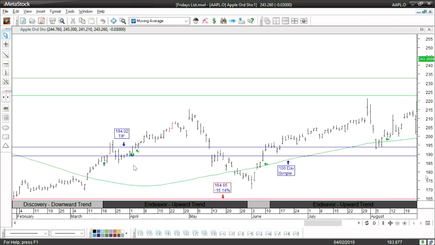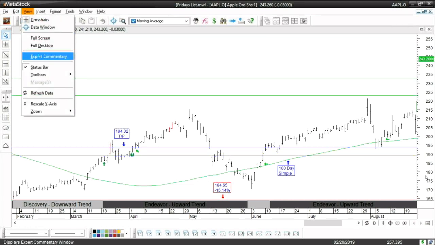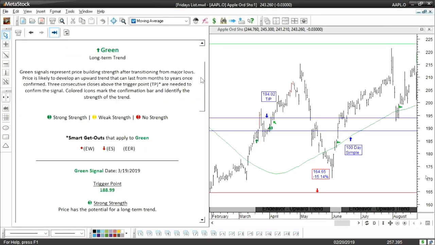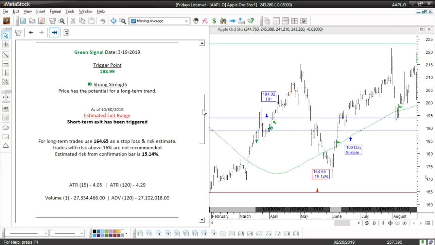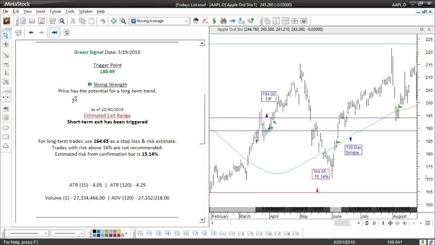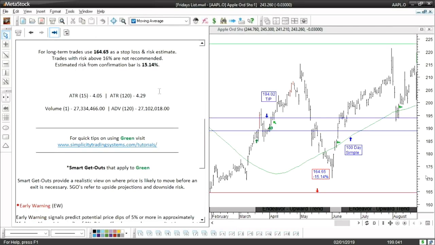Now, do we jump in the trade right now? Not yet. What we do is we go to our commentary and we get some important information. We could ignore our trigger point because we already crossed our trigger point and we got our 3 consecutive closes. We already know we have a strong strength. Price has the potential for a long-term trend. So we scroll down, and right here is what we're really after.